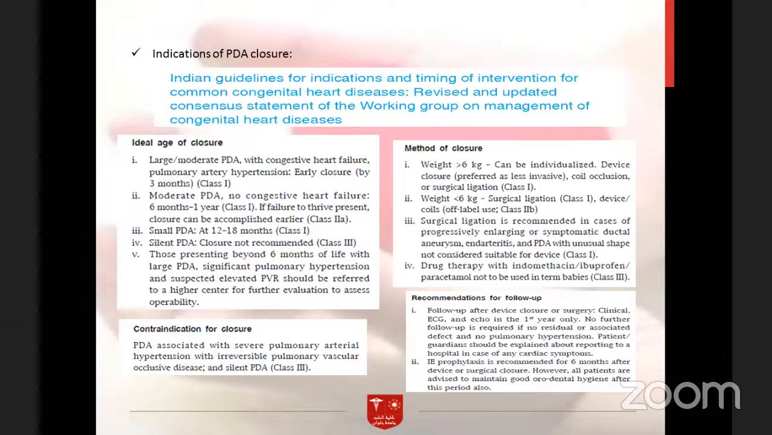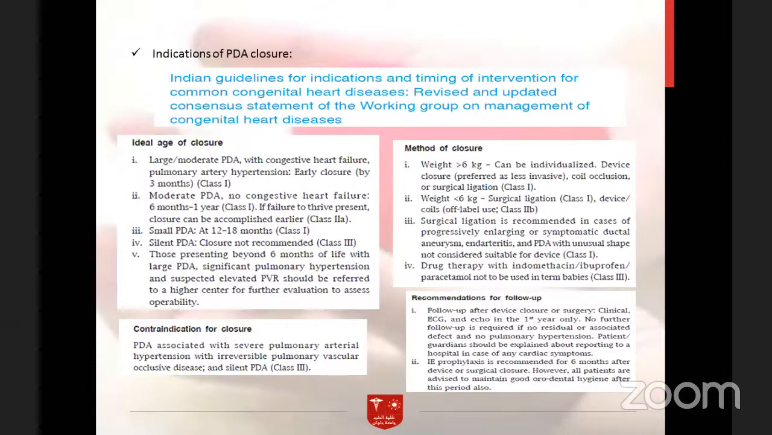Dr. Hatem, if you are with us, do you have any comments on the surgical closure regarding the Indian guidelines? I actually agree on that, and this has been our practice since we started doing things. Maybe I would comment on the premature babies.